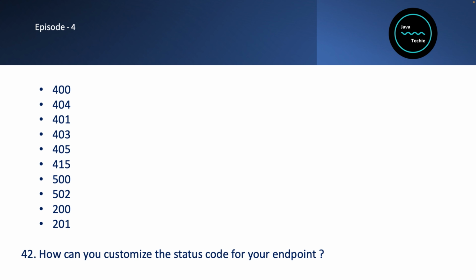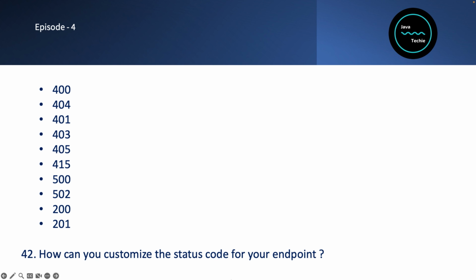Okay, and next is the 201, which means created: the request has been fulfilled and a new resource has been created. That is what the status code indicates about resource creation. There are many more HTTP status codes, but these are the status codes which we frequently observe in our project. Fine, let's move to the next one.